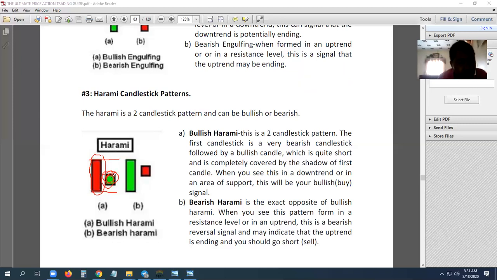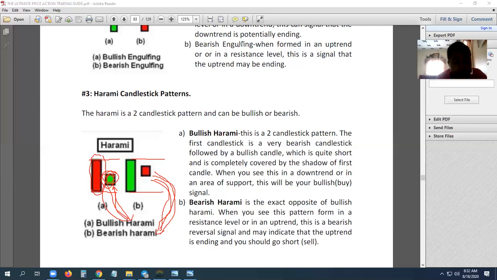Now, we always use the last candle to determine whether it's bullish or bearish. The second candle here is green, so this is bullish harami. If you see a large green candle followed by a small red candle, and the red candle is inside the body of the previous green candle, that is bearish harami or bearish inside bar. Bearish harami, bullish harami. Bearish mother and son, bullish mother and son. It's up to you to choose the name that you feel comfortable with.